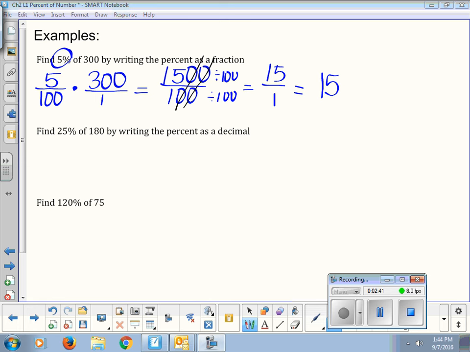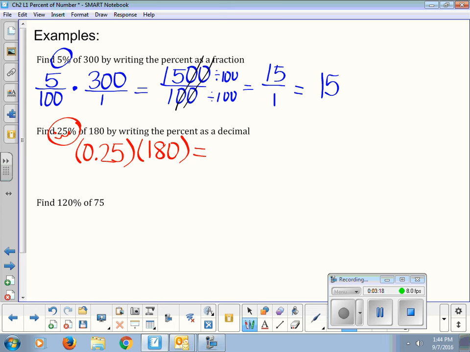Okay, for our second example, find 25% of 180 by writing the percent as a decimal. So we want to take 25% and change it to a decimal. If we have a whole number, our decimal place would come at the end, and we want to move it to the left, and we get 0.25. So I have 0.25, and I want to multiply by my total, which is 180. So when you multiply these two values together, what do you get? 0.25 times 180 is 45.